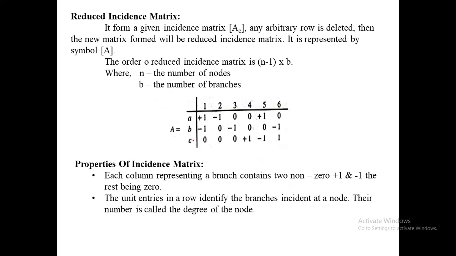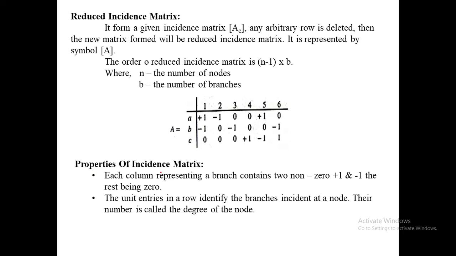Next, the reduced incidence matrix means we just remove the last row. This is the reduced incidence matrix. The order is (n-1) cross B. Here, n was 4 nodes, and 4 minus 1 equals 3, so the order is 3 cross B. The branches are the same, 6, but the nodes are reduced to 3.